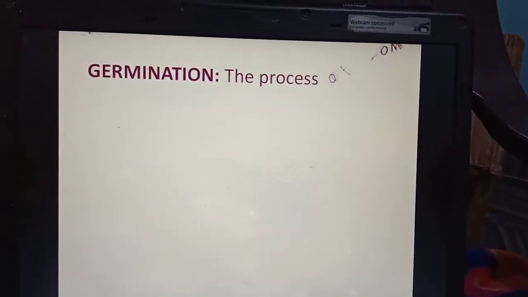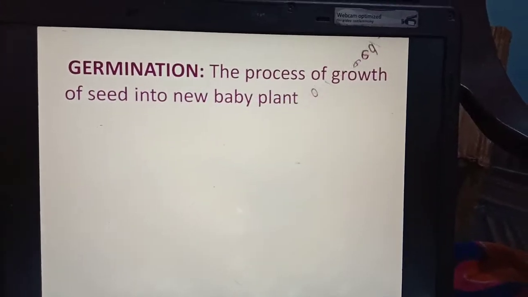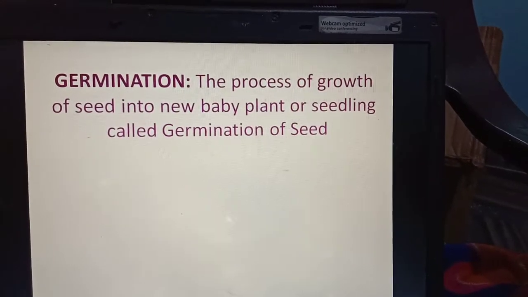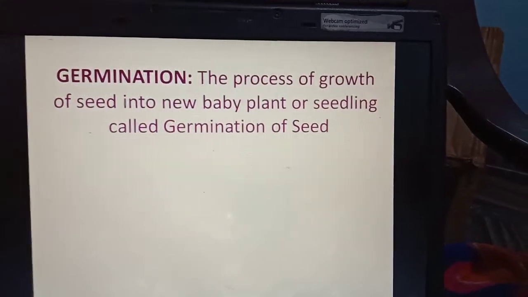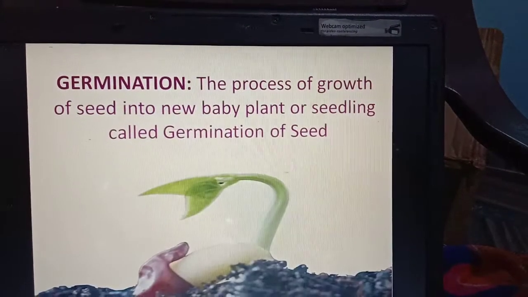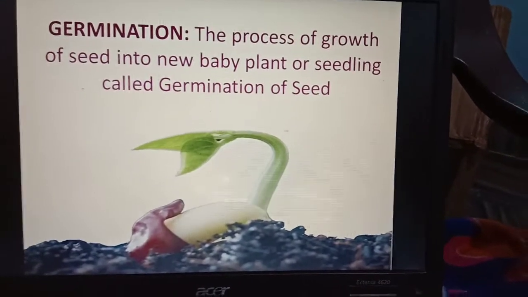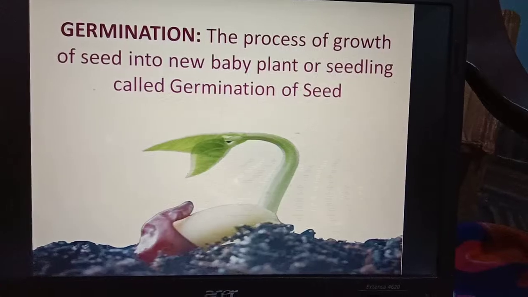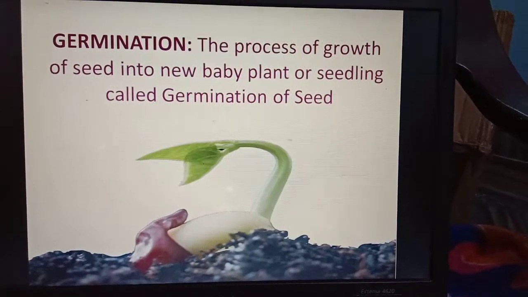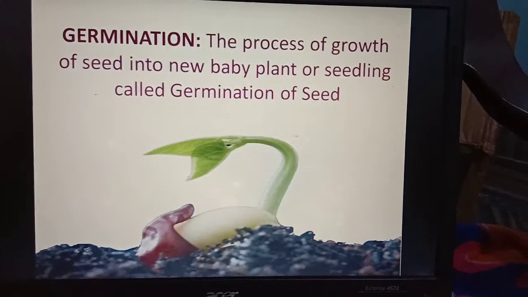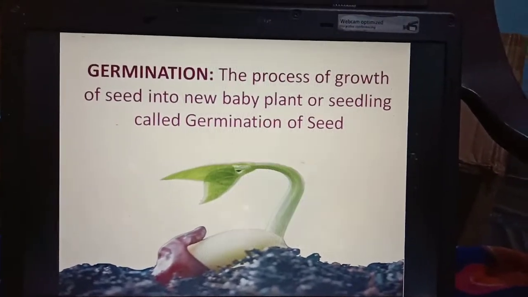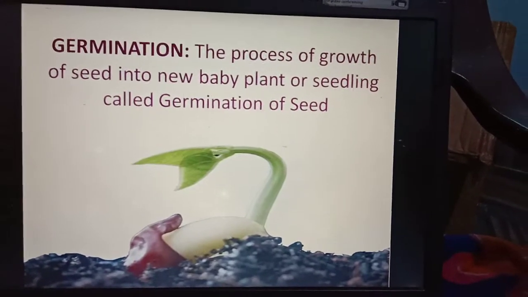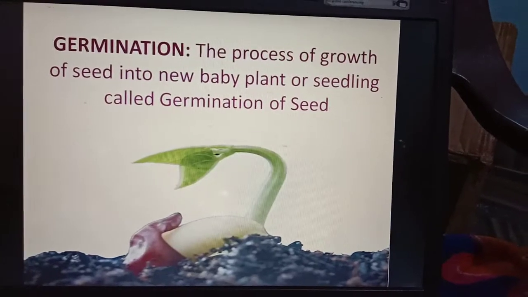Now, what is germination? The process of growth of a seed into a new baby plant or seedling is called germination of seed. I can show you the picture of how a seed germinates into a plant. Can you see this? This is the cotyledon and this one is the seed coat that comes out from the cotyledon, and one shoot comes out from the soil and the root is inside the soil. I will explain how the germination process takes place step by step.